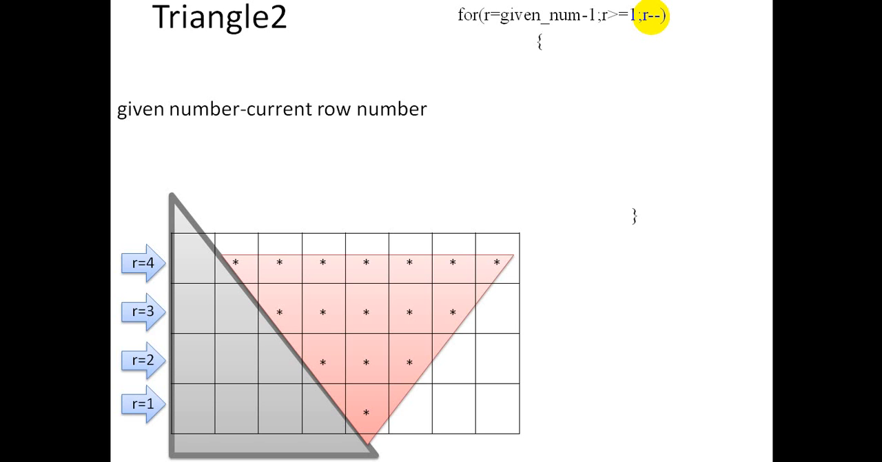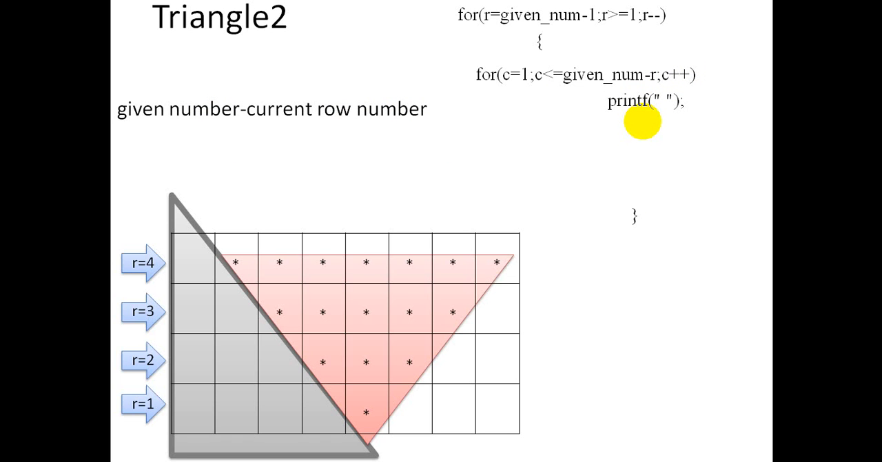So 5 minus 2 is 3. So in the second row, our program is going to print 3 empty spaces. Here we are going to start another for loop that says c is equal to 1, c is less than or equal to given number minus r, that is given number minus current row number, and c++. And inside this loop we are going to print our empty space.